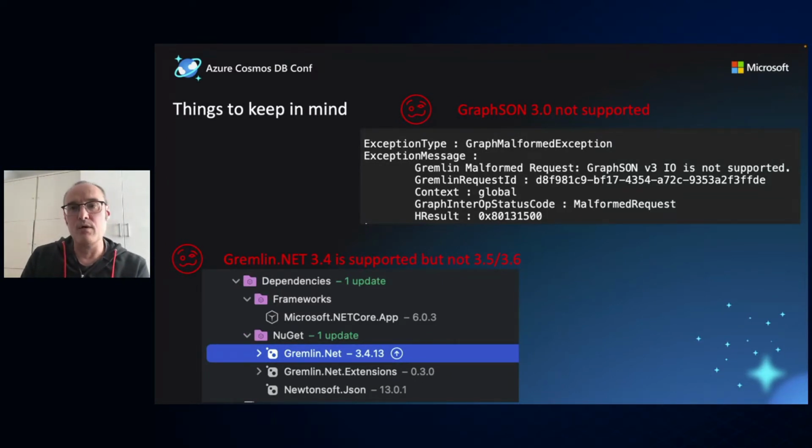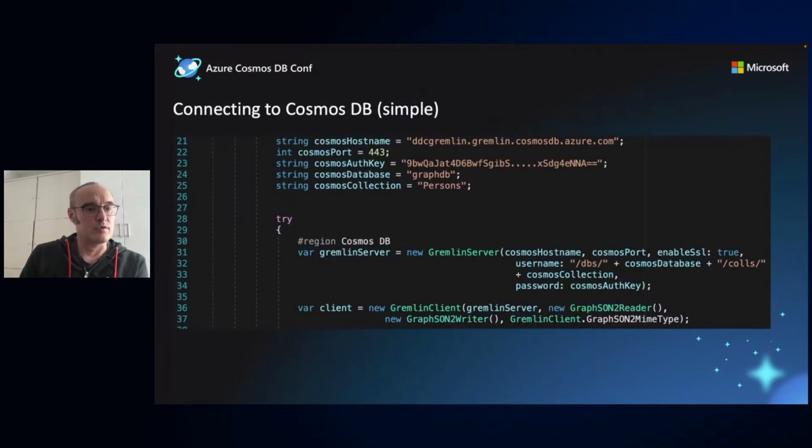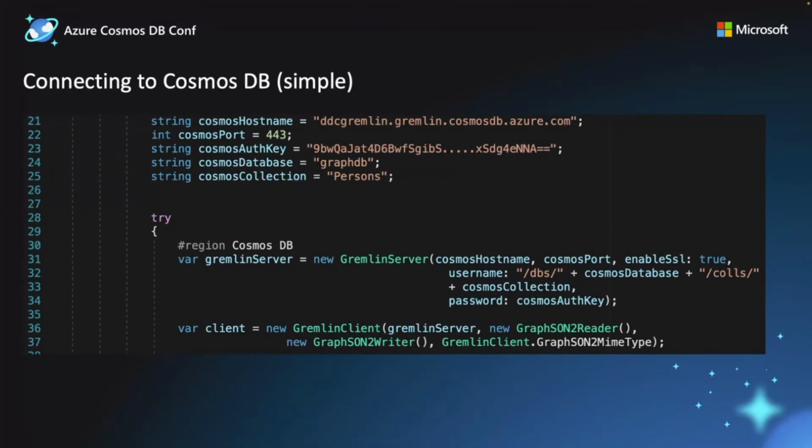Okay, so now if we want to create a connection to Cosmos DB, we have to create a Gremlin server object, and the data like the host name and the port number, we can retrieve from the Azure Cosmos DB portal, either by going to the quick start examples or by retrieving the data from the portal itself. It's important that all connections to Cosmos DB are encrypted, so we always have to enable SSL, as you can see here in this example.